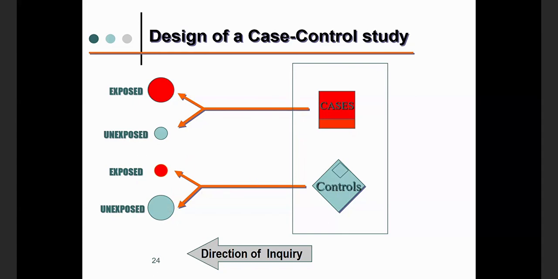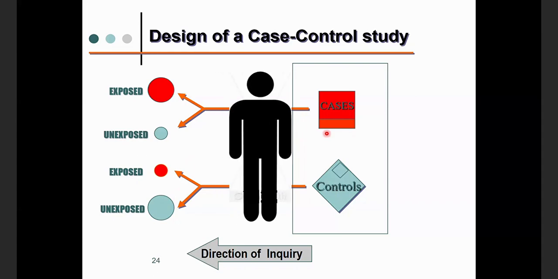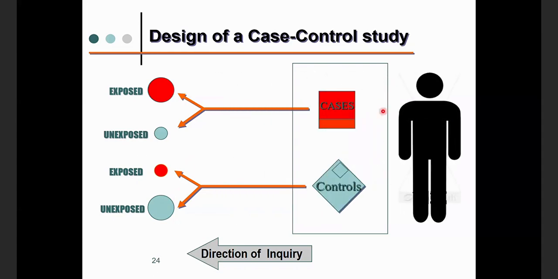So where is the researcher? The researcher is here, after the disease has already happened. The researcher just observes, from the case group, how many are exposed and how many are unexposed, and from the control group, how many are exposed and how many are unexposed. So that is a case control study. As I said, case control study can measure only the odds ratio. That is the risk assessment for case control.